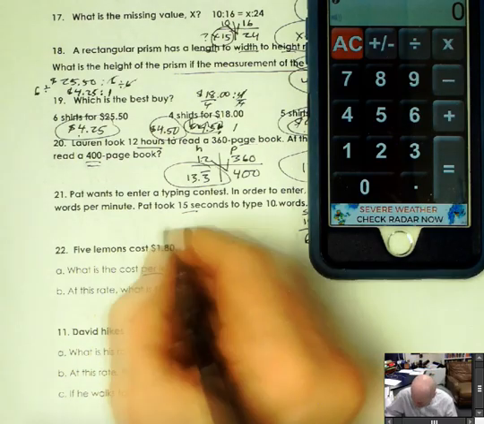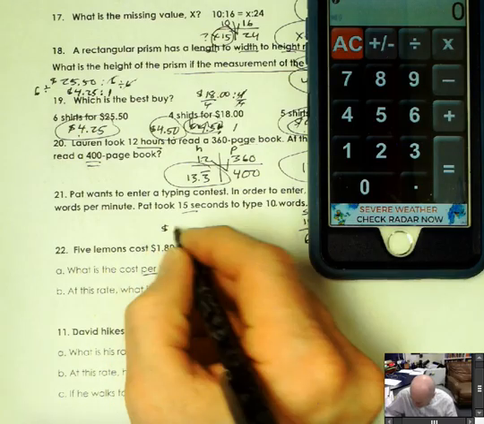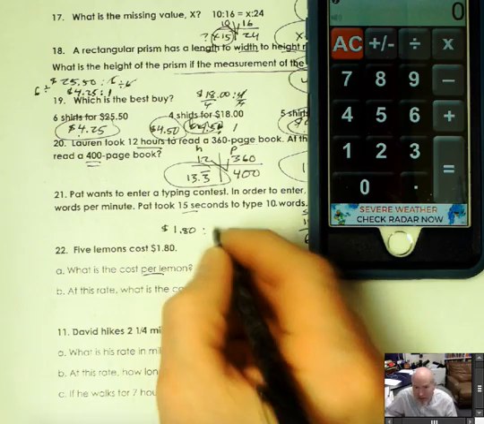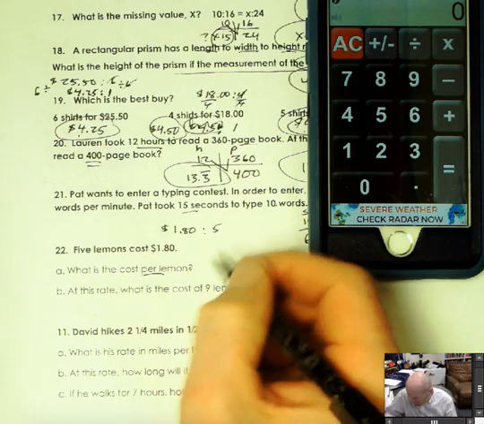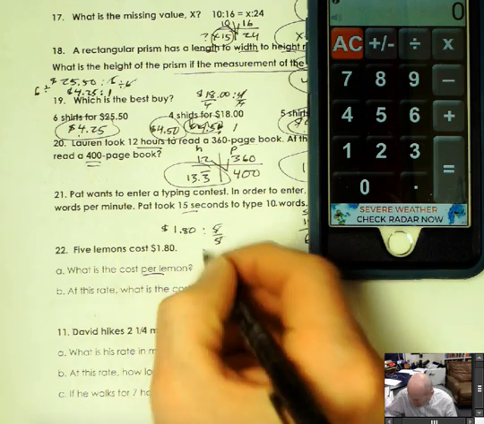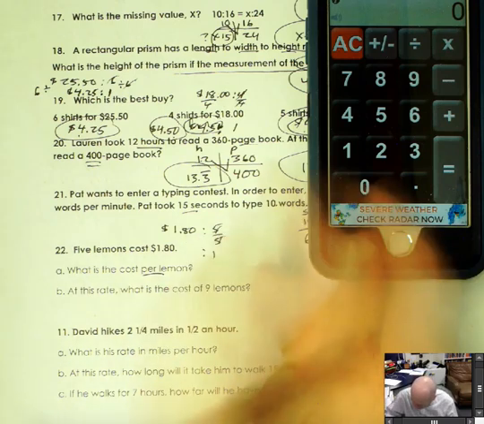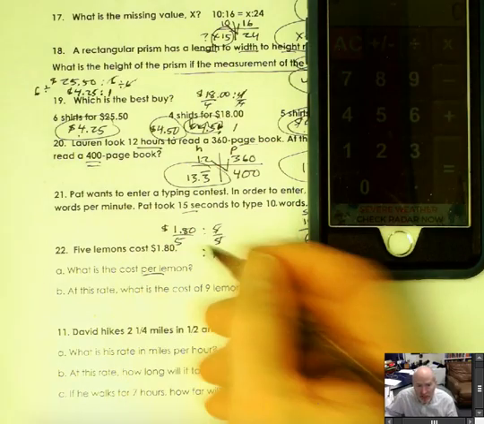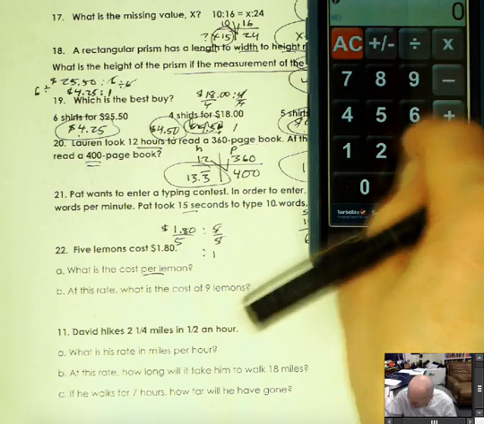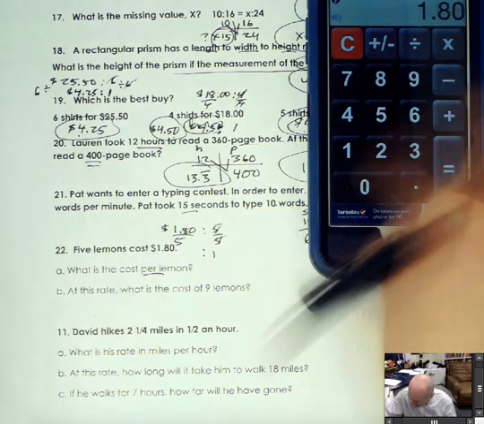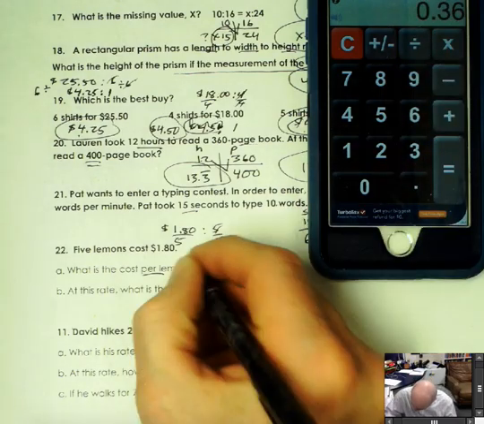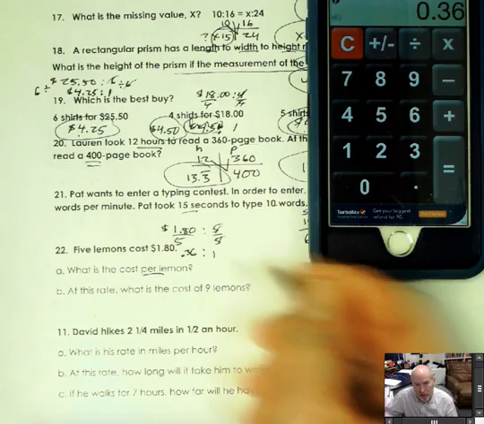So again, I like the money on the left here. I got $1.80, and that's a ratio for 5 lemons. So again, you can just divide those two, but I just kind of set it up like this to get my ratio down to a unit of 1. So now I have to divide 180 by 5 to figure out how much each of these lemons would cost. 1.80, that's $1.80, and I'll divide it by 5, gives me 0.36. What does that mean? 36 cents.